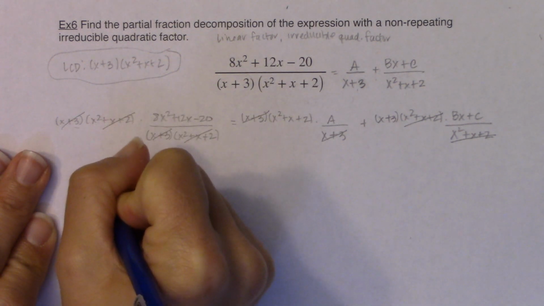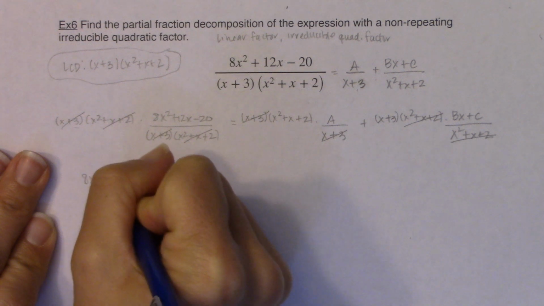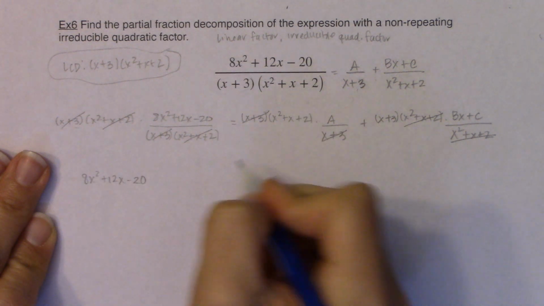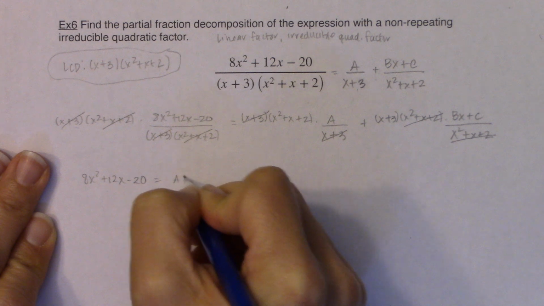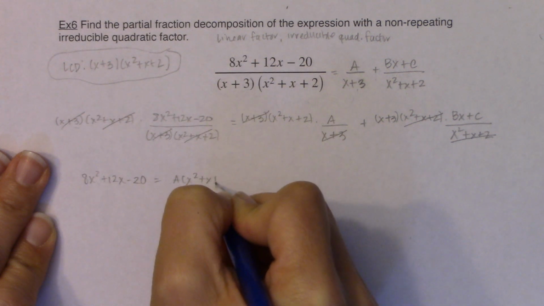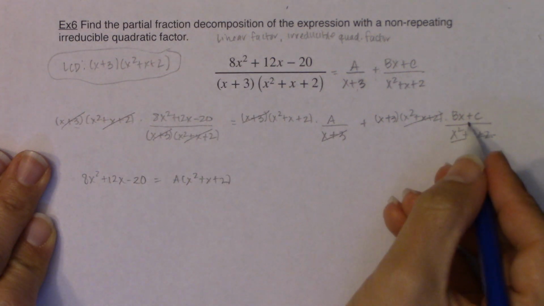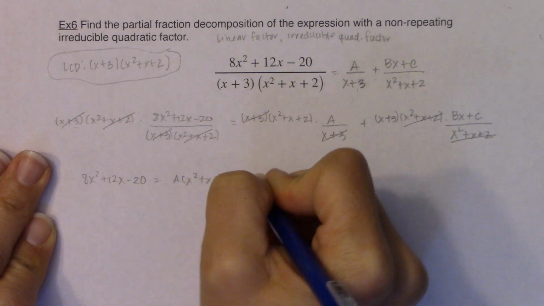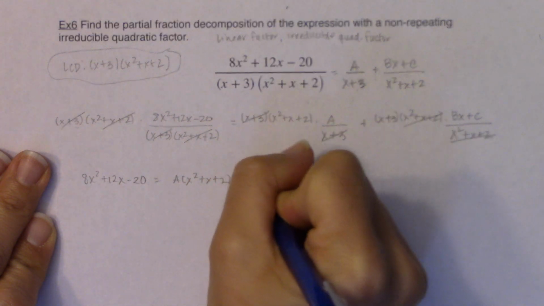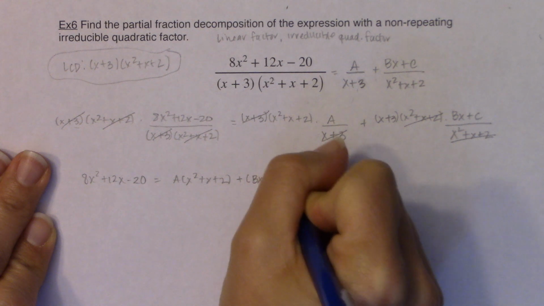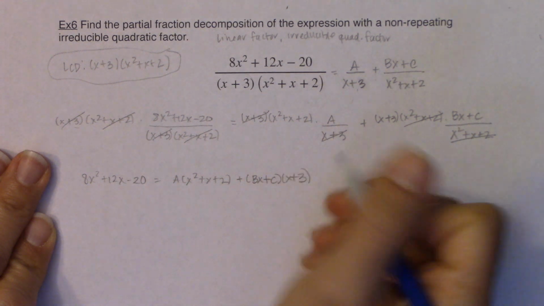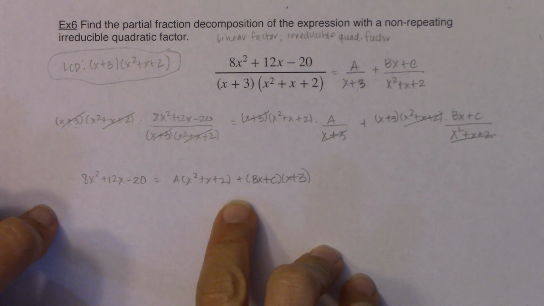So I'm looking at 8x squared plus 12x minus 20 equaling a times (x squared plus x plus 2) and then we have (bx plus c) times (x plus 3), right? So I'll put both of those binomials in parentheses. There we go. So now we have a couple of options.